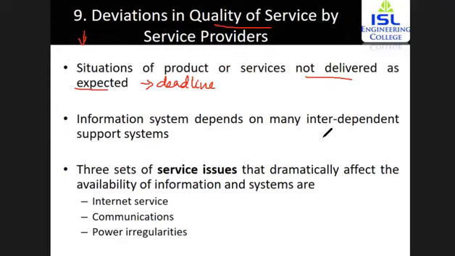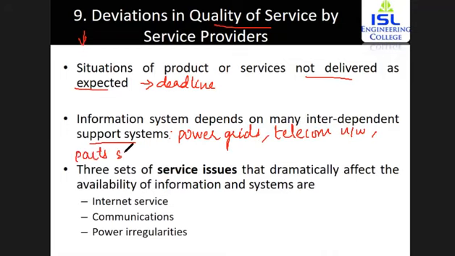Then the information system depends on many interdependent support systems. Now in here, if you are unable to meet the deadline, it can be caused by different problems, because the information system is dependent upon power grids, telecom networks for communication, and part suppliers, that is, the different components from where you're going to get them. If these people delay delivering the components, then it is going to delay you in developing the software.